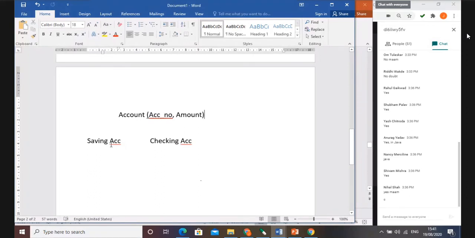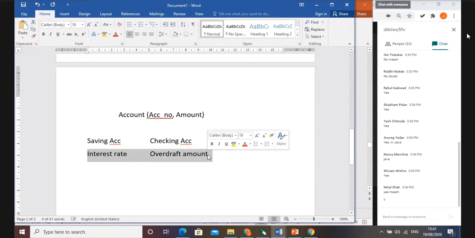So for saving account, I can say I am having interest rate, which is not there for checking account. Similarly, for checking account, they will specify overdraft amount, which is not the attribute for my saving account, right? So these are the two attributes which are totally present in respective entity set, right? Special class. So I am saying these two are different from each other.